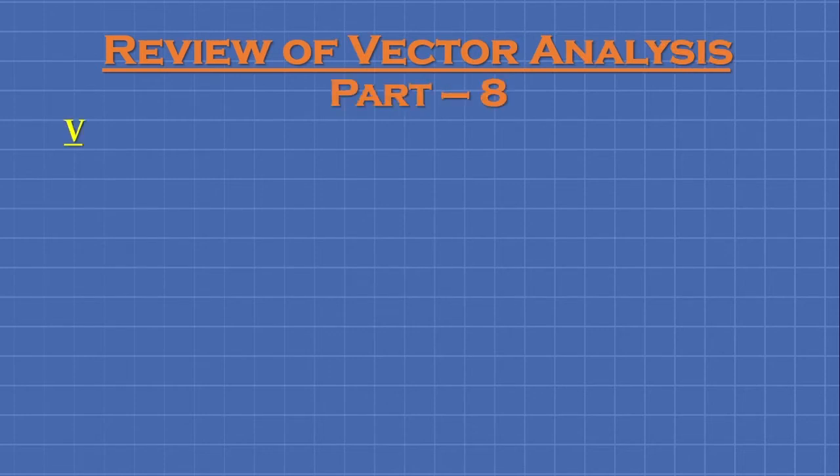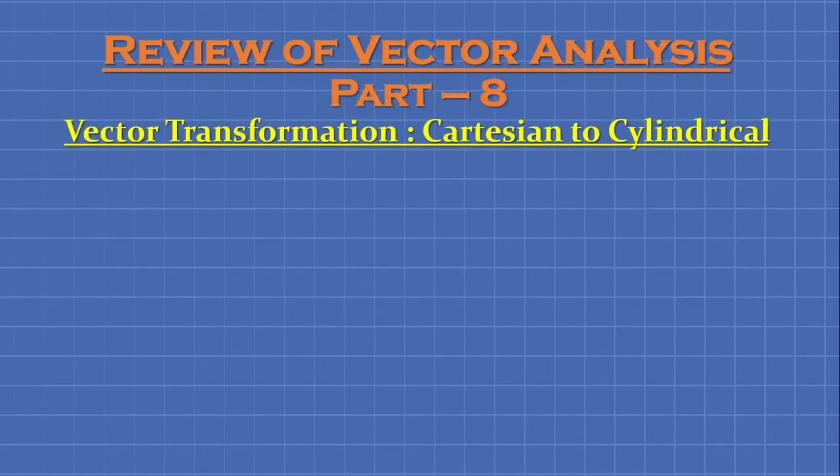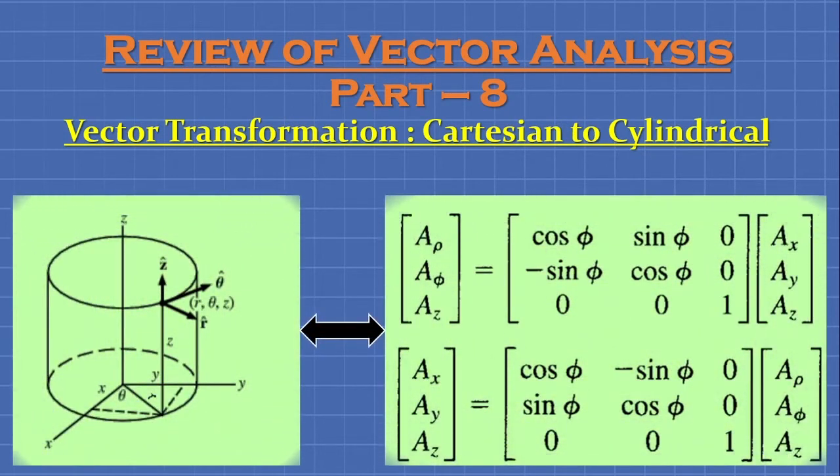Up to the last lecture of this series, we have covered various algebraic operations on vectors and three types of coordinate systems, which are Cartesian, cylindrical and spherical. In this video, we will learn how to transform a vector from Cartesian to cylindrical coordinate system, or from cylindrical to Cartesian coordinate system. So let us begin.